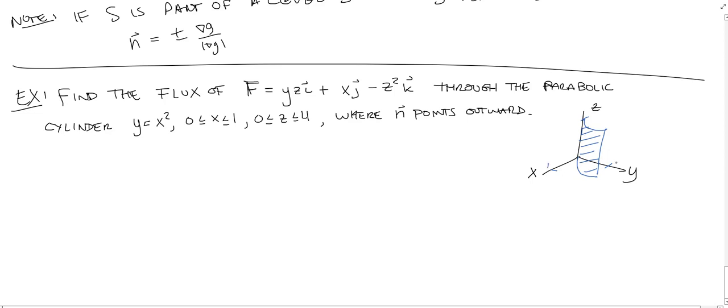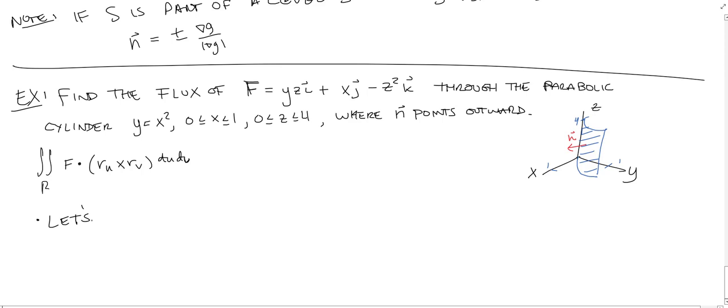Let's label some points. These are 1 and 1, but this is up here at 4. And so n is pointing outward from the surface, so this direction. Alright, but if we can parameterize, we can use the second version of our formula that we talked about for flux. So we can use this version: the double integral of our field dotted with the cross product, r sub u cross r sub v du dv. So let's go ahead and start there.